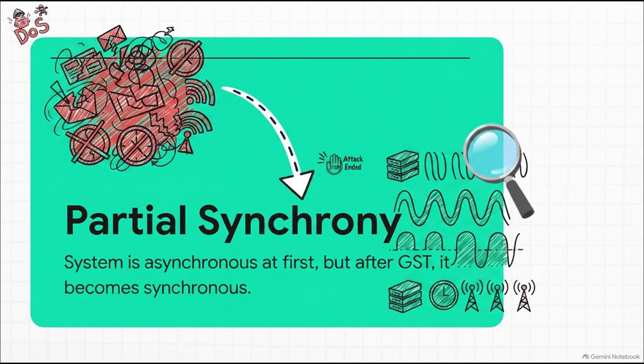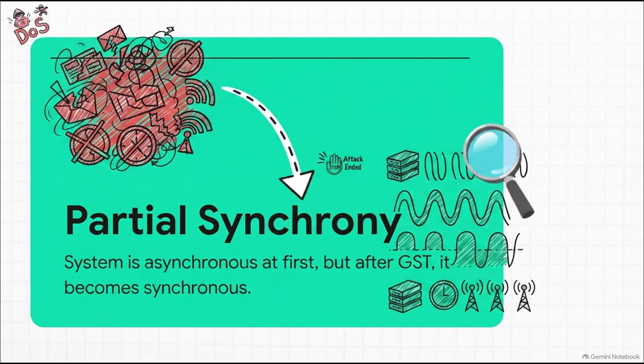So engineers usually rely on a hybrid model called partial synchrony. This assumes the system behaves asynchronously at first, meaning it's total chaos. Messages are heavily delayed, everything is totally unpredictable. But eventually, the system hits a tipping point called the Global Stabilization Time, or GST. After GST, the network calms down and conforms to fixed synchronous delay bounds. This actually mirrors the real world perfectly.